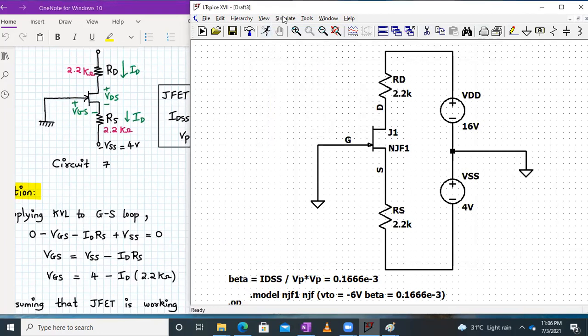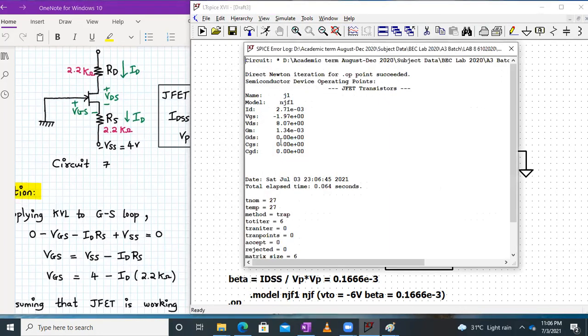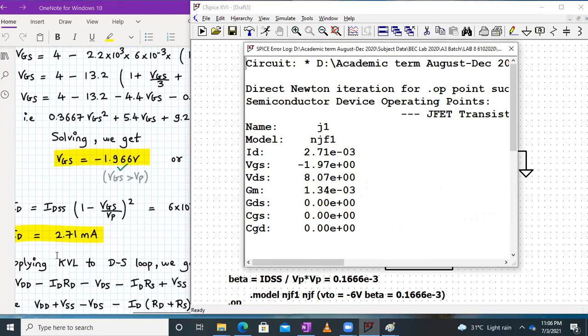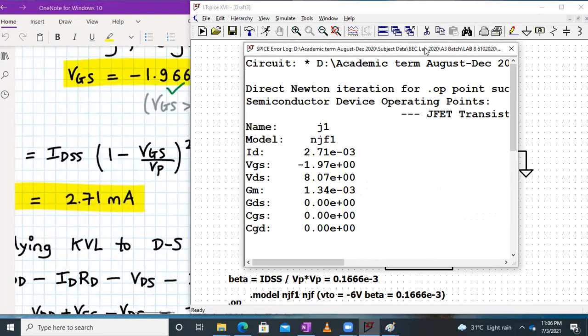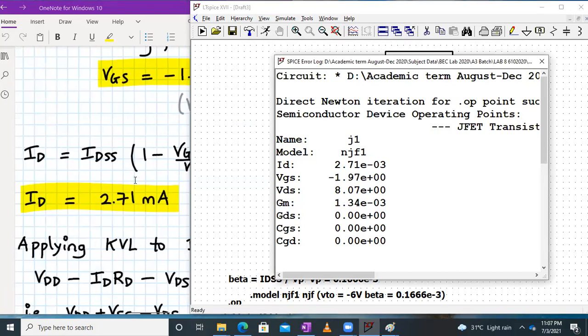I hope so. Now they will be matching. So let me go to the SPICE error log. Yes, I suppose they are matching now. So yeah, the mistake was the gate terminal was connected to the source terminal, which was connected to -4 volt, which is wrong. So the gate terminal is separately grounded. That was the error. So the ID value is coming out to be 2.41 milliamperes.